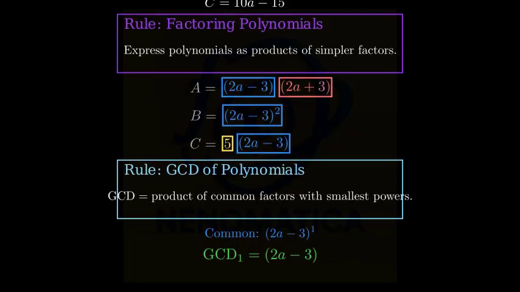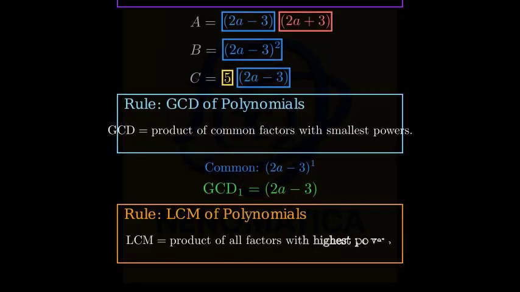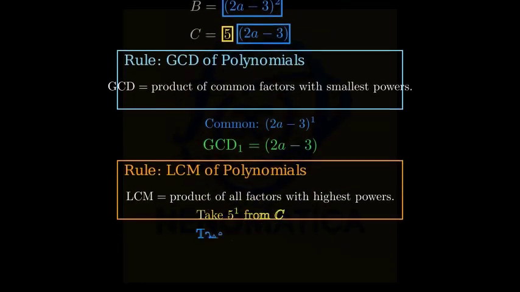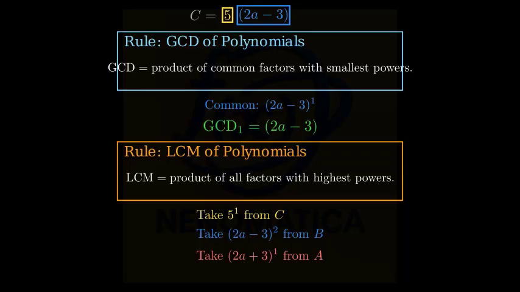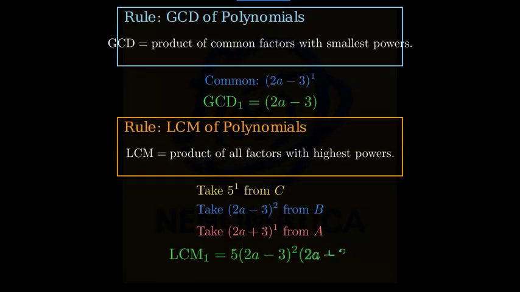For the least common multiple, take all distinct factors with their highest powers. From C we take 5 to the first power. From B we take (2 minus 3) squared. From A we take (2 plus 3) to the first power. Therefore, the least common multiple is 5 times (2 minus 3) squared times (2 plus 3).